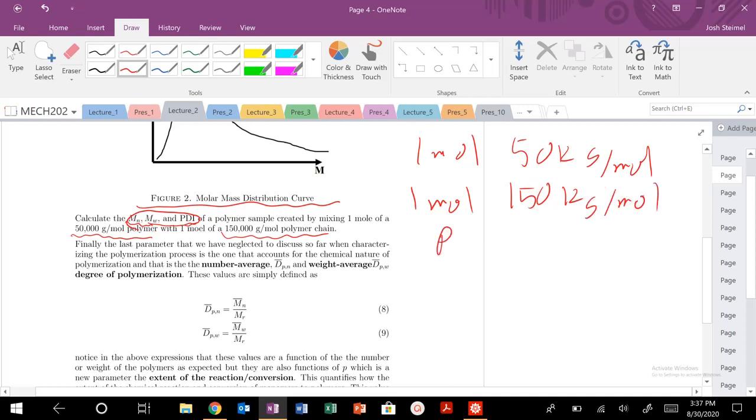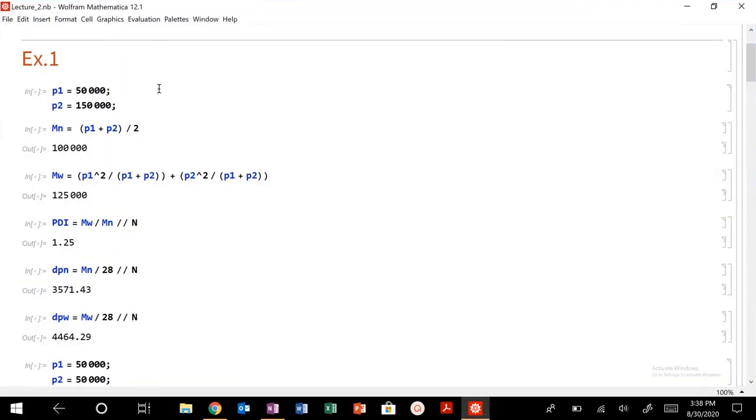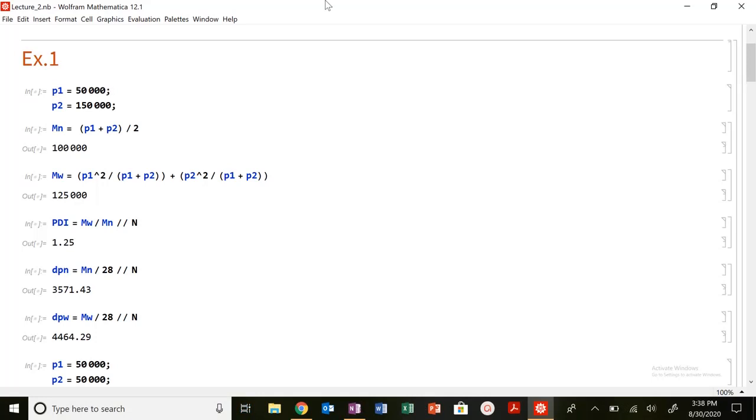If we look at our probability versus molecular weight, we have equal amounts, so if you created a Gaussian, it'd be 50, 50, 150 grams per mole. So let's calculate the M sub n, M sub w, and PDI. We're going to open up our Mathematica notebook. My polymer 1 is going to be this. I'm going to flip my screen. So I have a polymer sample here. Those are my two weights.